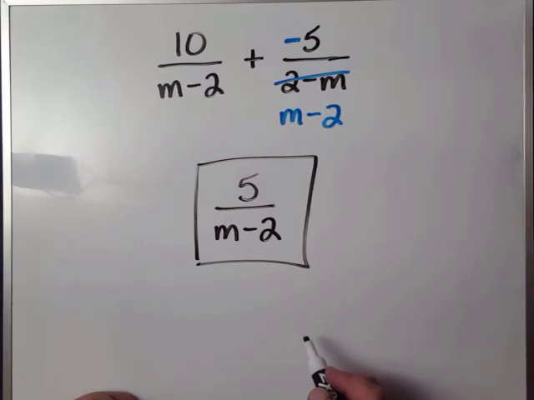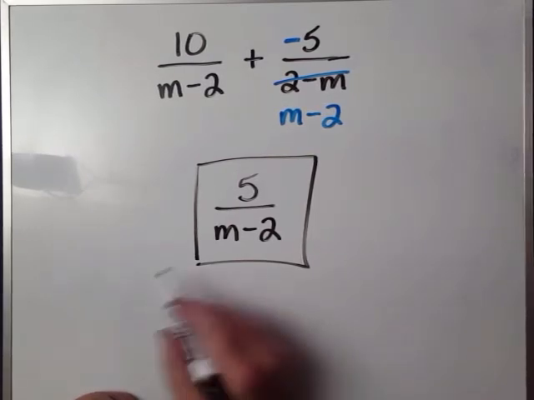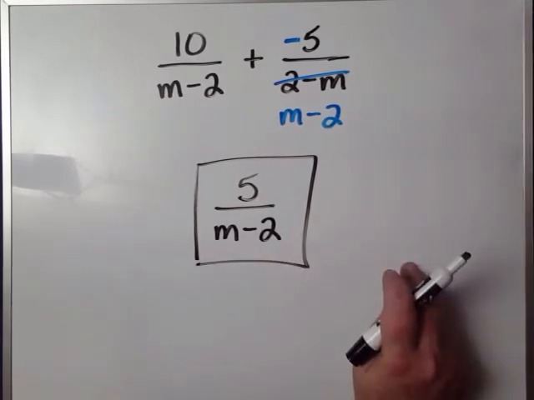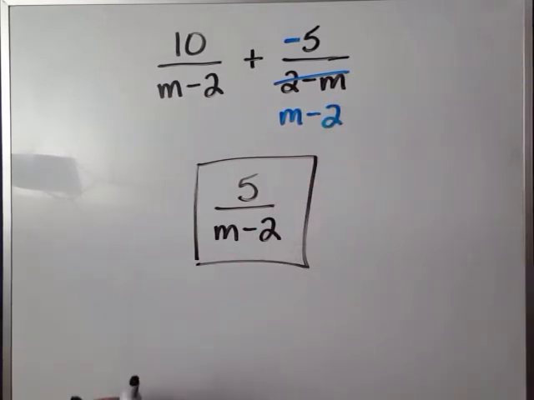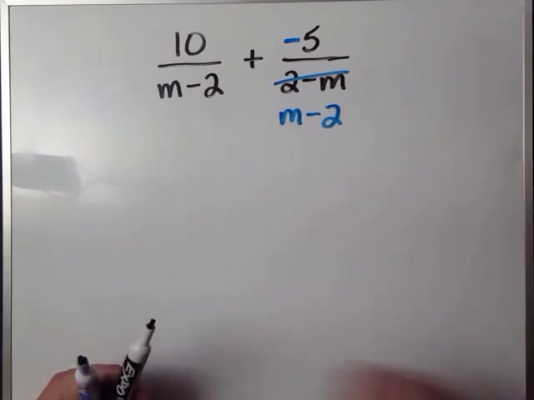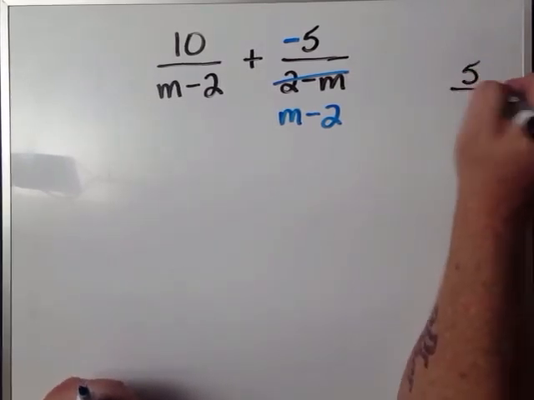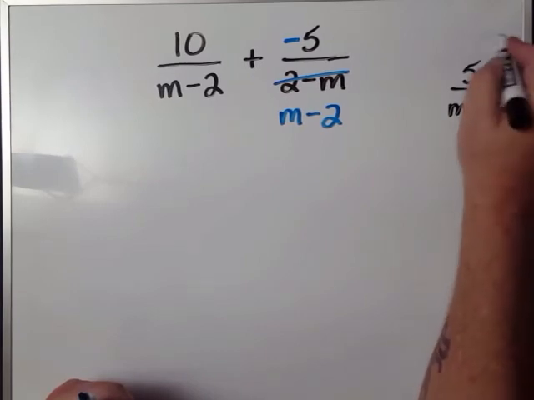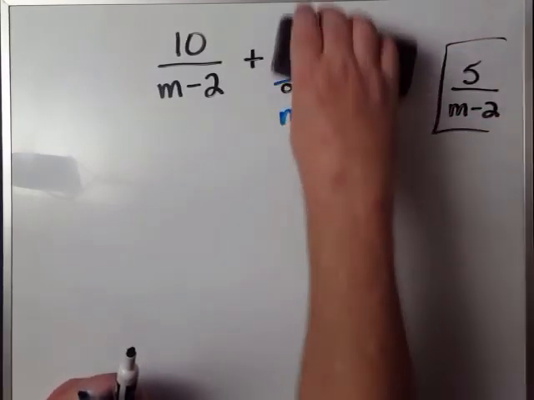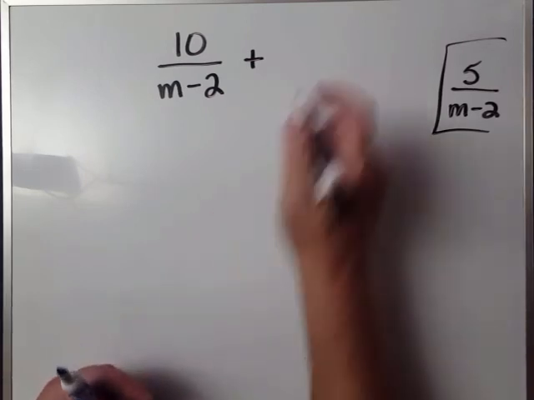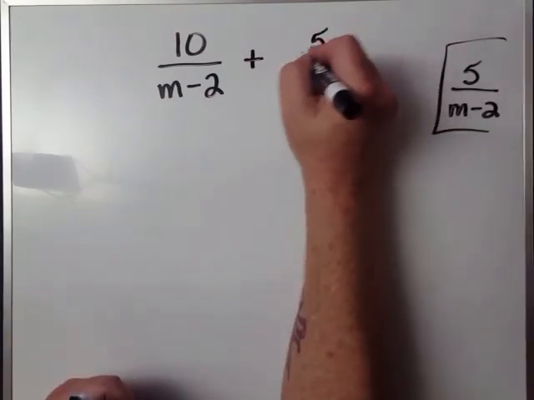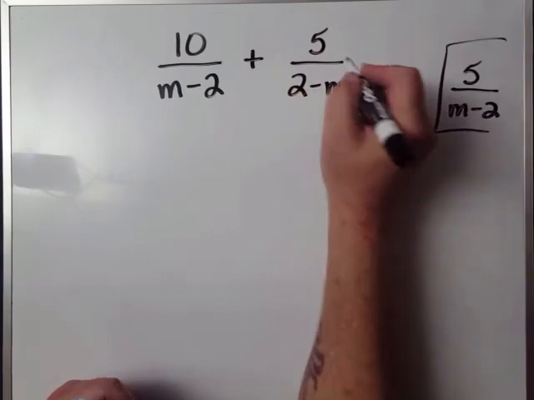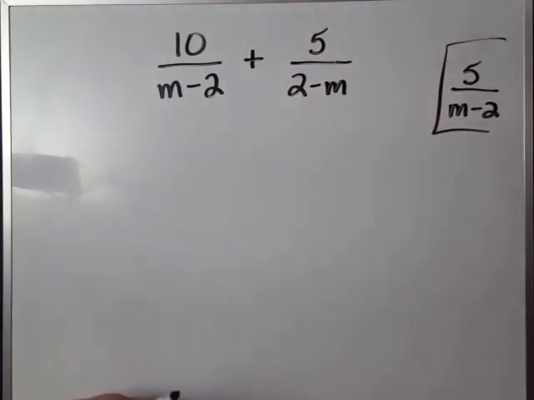Now, that's not the only way to work this problem. As we saw with our 11s a minute ago, it doesn't have to be that second numerator I deal with. I could have dealt with the first numerator. So let me just make a note over here that our answer was 5 over m minus 2. And let's go back and do this one again. But this time, let me work on the first fraction instead.